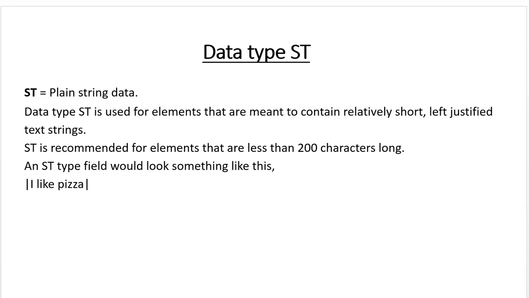ST equals plain string data. Data type ST is used for elements that are meant to contain relatively short, left-justified text strings. Left-justified. If you don't know what that means, when you type in a Word document and you click those little lines at the top of the ribbon that moves everything to the left side of the paper, that's left justified. So ST is used for things that are going to be on the left side of a document. ST is recommended for elements that are less than 200 characters long.